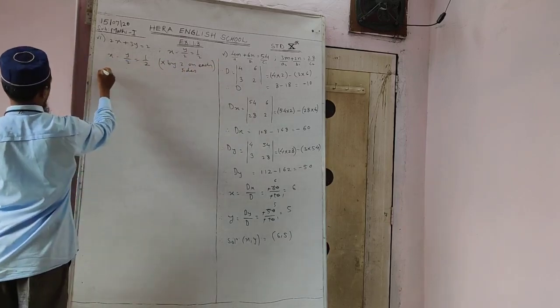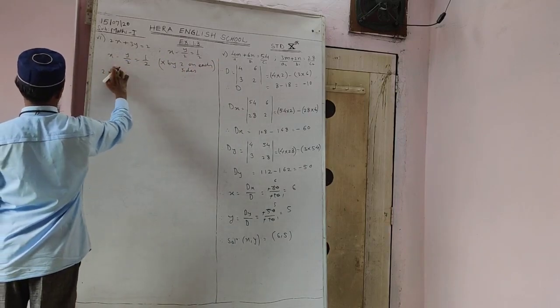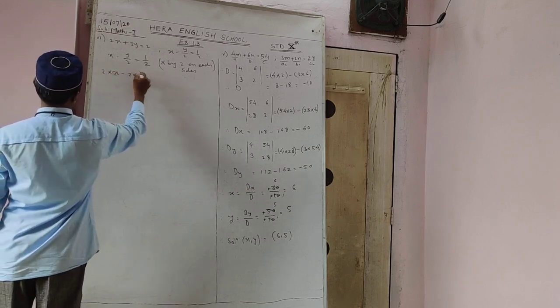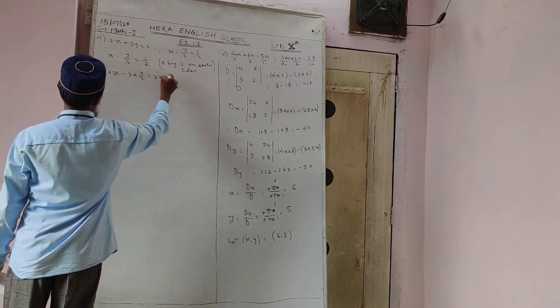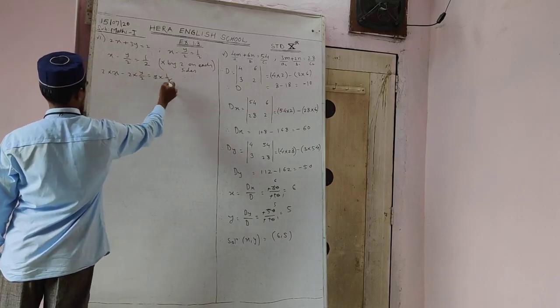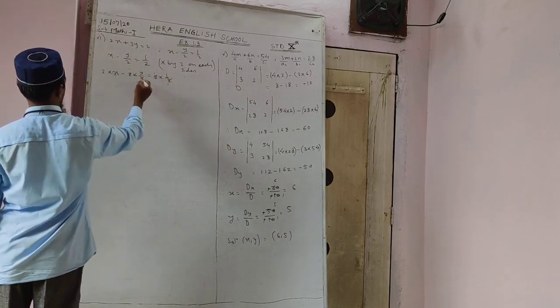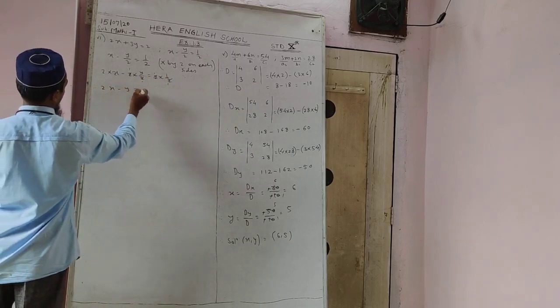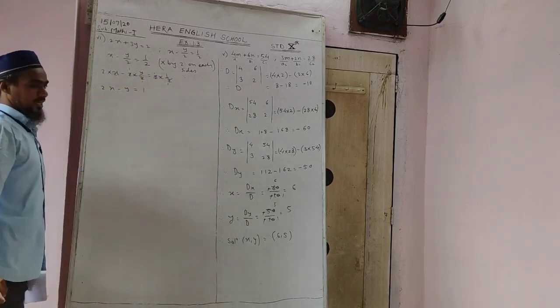Now multiply it: 2 into x, 2 into y upon 2, 2 into 1 by 2. Here the 2 and the 2 cancel. You will get here 2x minus y equal to 1. This is your second equation.